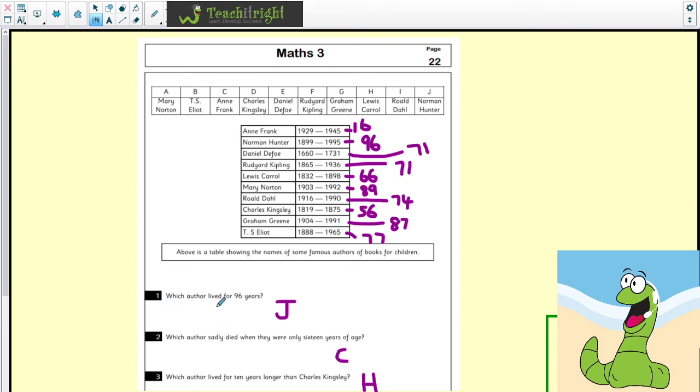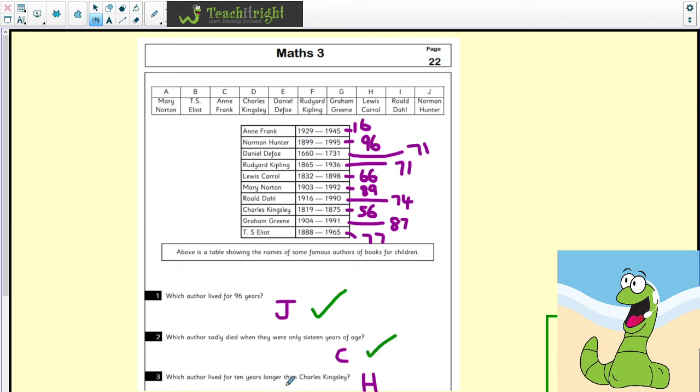So, number 1, which author lived for 96 years? The answer is J. And you can see here that J relates to Norman Hunter. So if we find Norman Hunter here, look, we've got 1899 to 1995, so add 1 more year to 1900, and then add another 95 to get 96. So that's hopefully quite a simple one to start with. Which author sadly died when they were only 16 years old? So it was C, and that was Anne Frank.